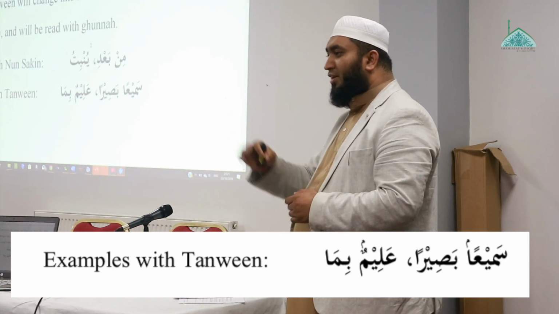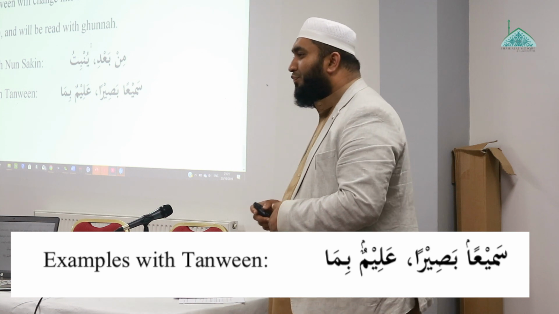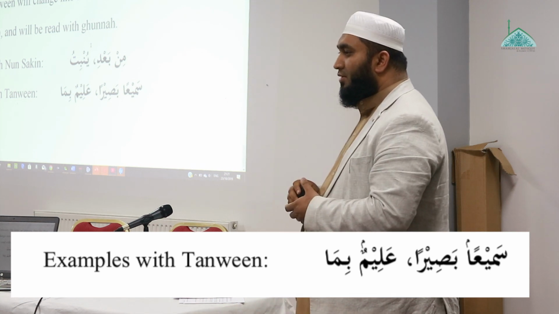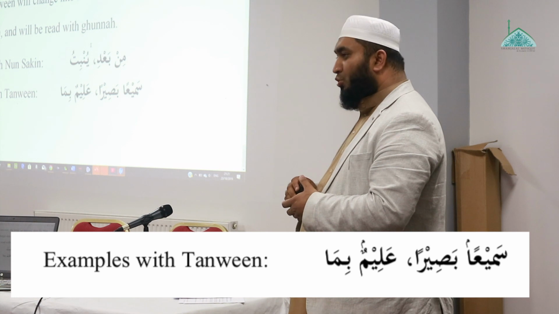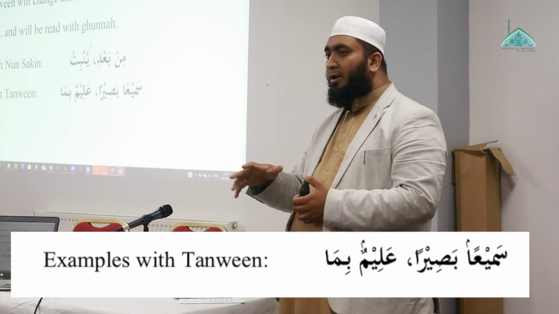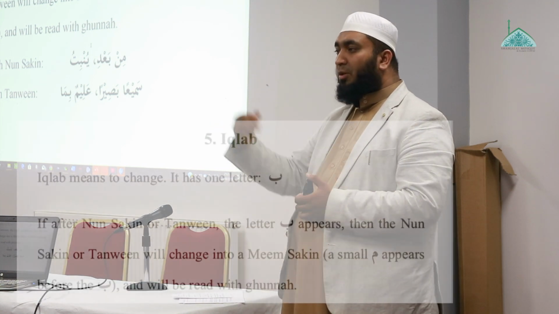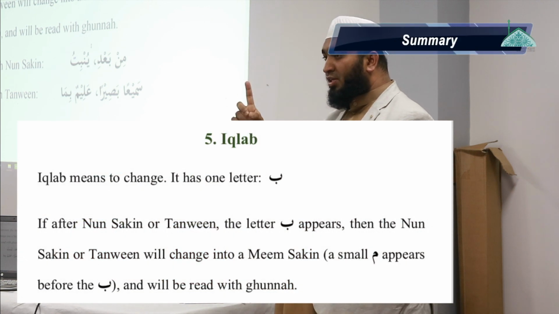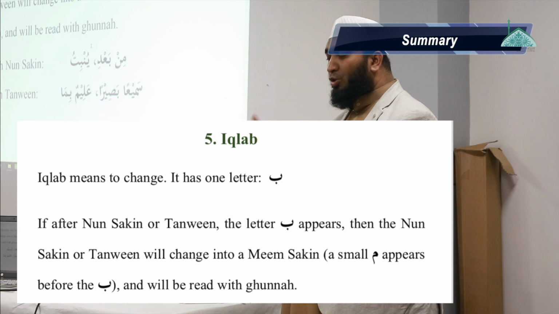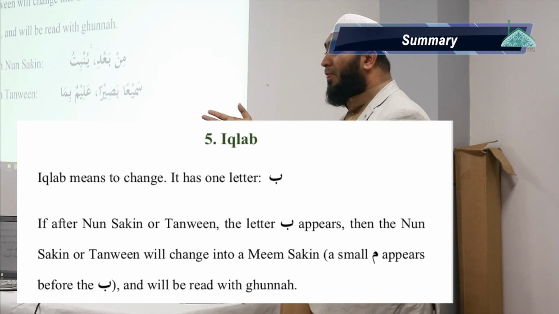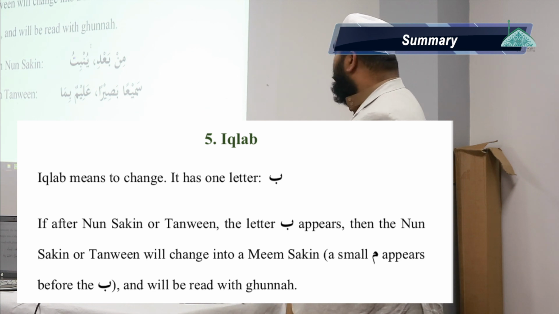This is the rule of Iqlab here. Is it when the rule of Iqlab comes? Yes. And it's always a Ghunnah, yeah? Always a Ghunnah, yes. It will always be Ghunnah because it will be Mim Sakin and after Mim Sakin, Ba will come. Because Iqlab has only one letter, Ba. So we will not find any other letter in Iqlab. Only one letter, and you have to change this Nun or Tanween into a Mim. So it will change into a Mim.